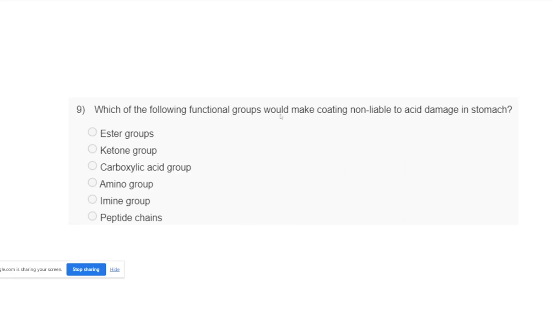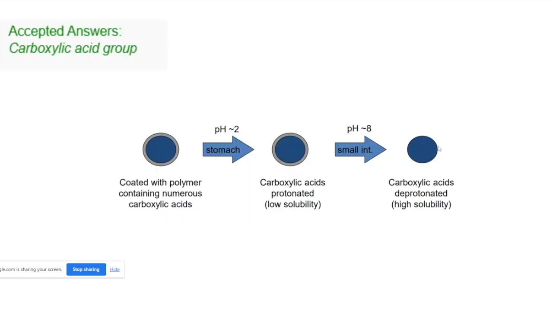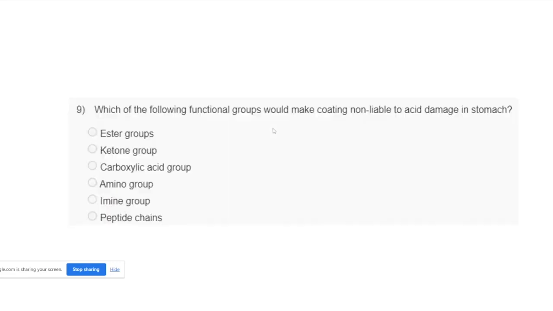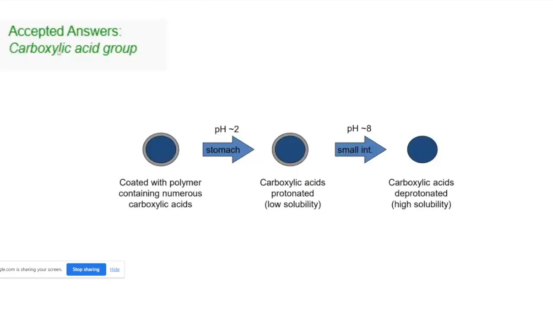Which of the following functional groups would make a coating non-labile to acid damage in the stomach? So here the correct option would be carboxylic acid groups. These carboxylic acid groups at low pH are protonated, so they have low solubility, but at high pH, such as in the small intestine, they are deprotonated and highly soluble. So an enteric coating, the non-labile acid damage coating, can be made of carboxylic acid groups.